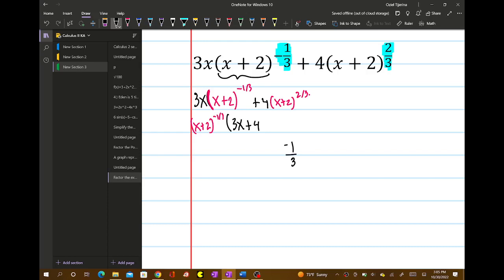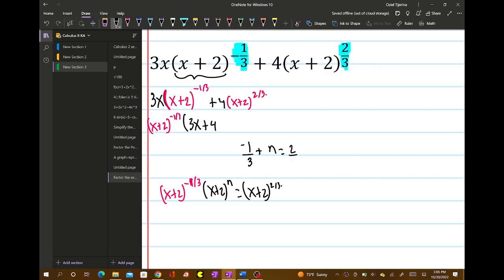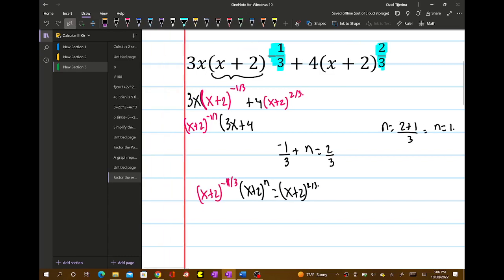and then -1/3 plus n. Let's say x plus 2 to the -1/3 times x plus 2 raised to a power n has to be equal to x plus 2 to the 2/3. So -1/3 plus n has to be 2/3, and we have to find the value of n. If we add 1/3 on both sides, we get n equals 2 plus 1 over 3, which means that n equals 1.